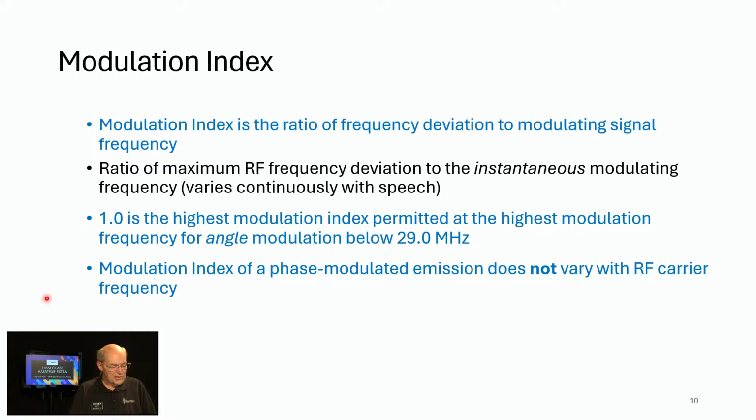We got 3 pool questions out of this one so far. Modulation index of a phase modulated emission does not vary with RF carrier frequency. So whatever the modulation index specification is, it's going to be the same on 2 meters and 70 centimeters. It doesn't vary with RF carrier frequency. It remains constant for that radio.